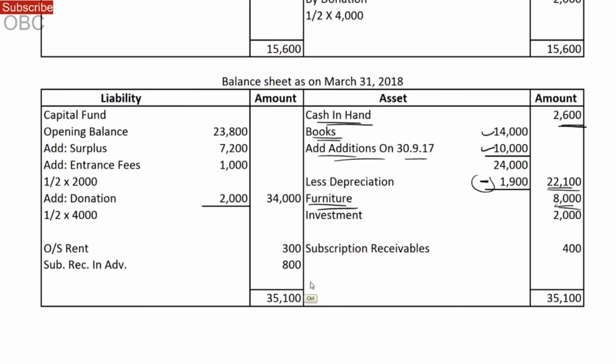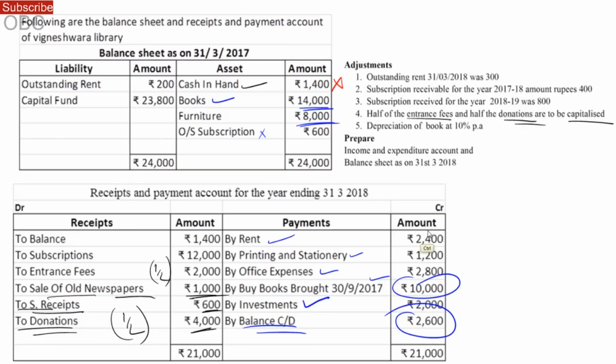Okay, enter back to the balance sheet of this year. Investment 2000 rupees as it is, no adjustment for this, so as it is. Next, again back to receipts and payment account of this year. Check whether any purchase except investment, we don't have anything like that. Then come back to the adjustment part. Write any subscription that belongs to this year.